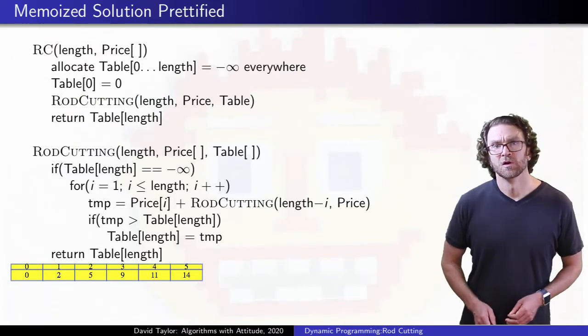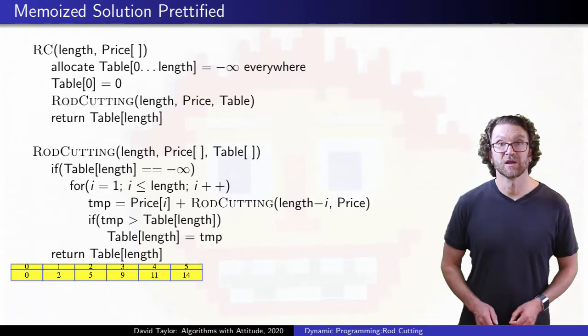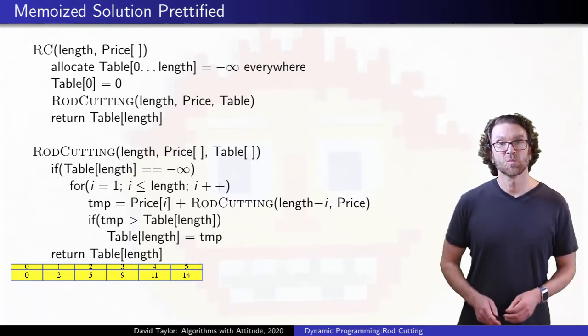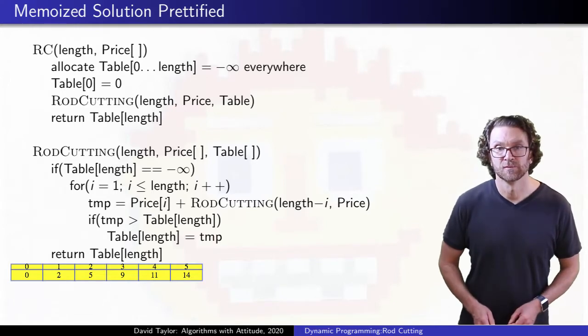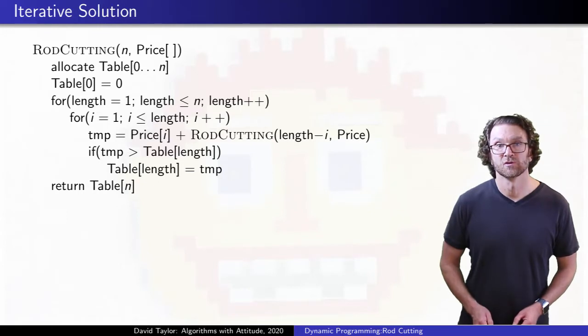Thinking about the table, what order does it get filled? In order to fill in any box, we will directly depend on all of the boxes to its left because it directly makes recursive calls to all of them. So there's only one way to fill in the table, left to right. We can write code to do that directly without the recursive calls.